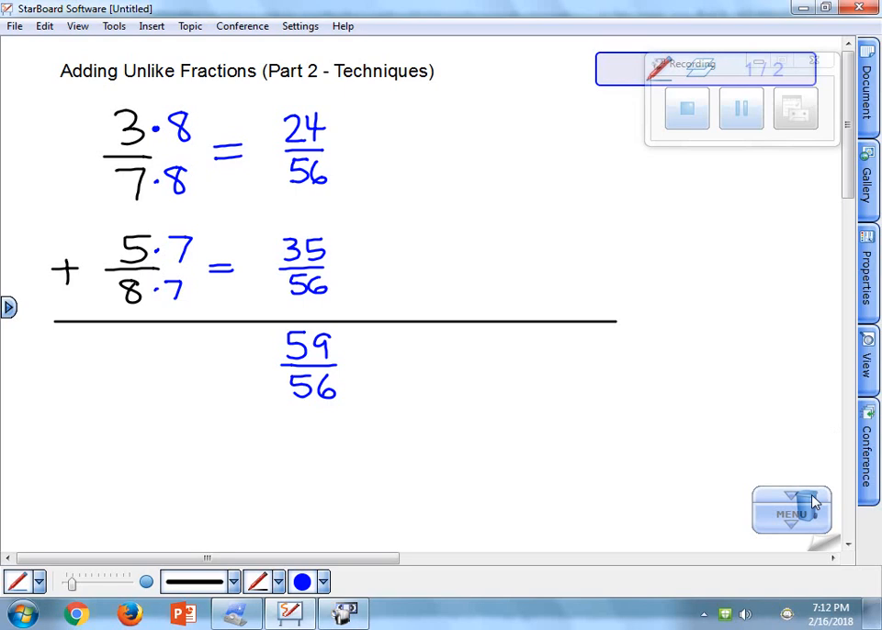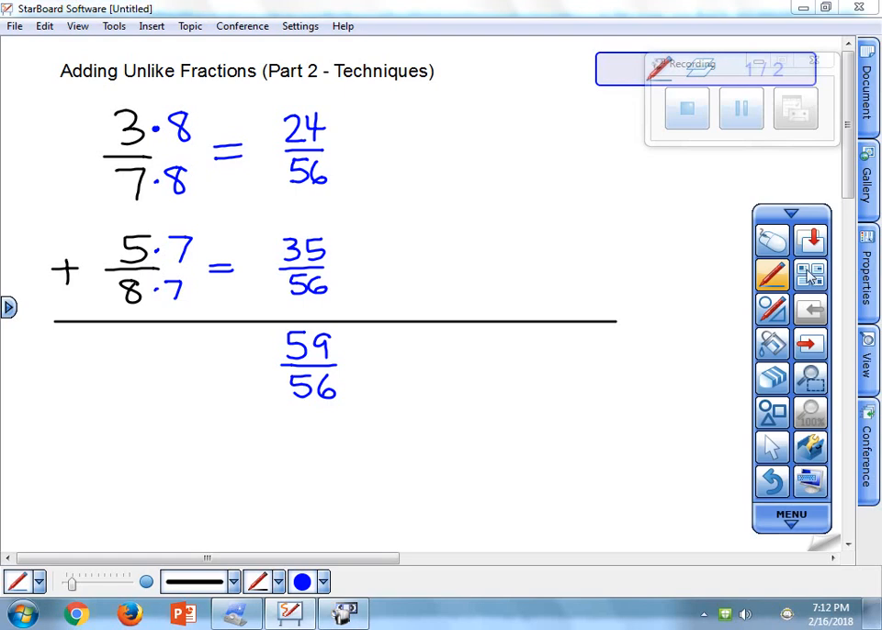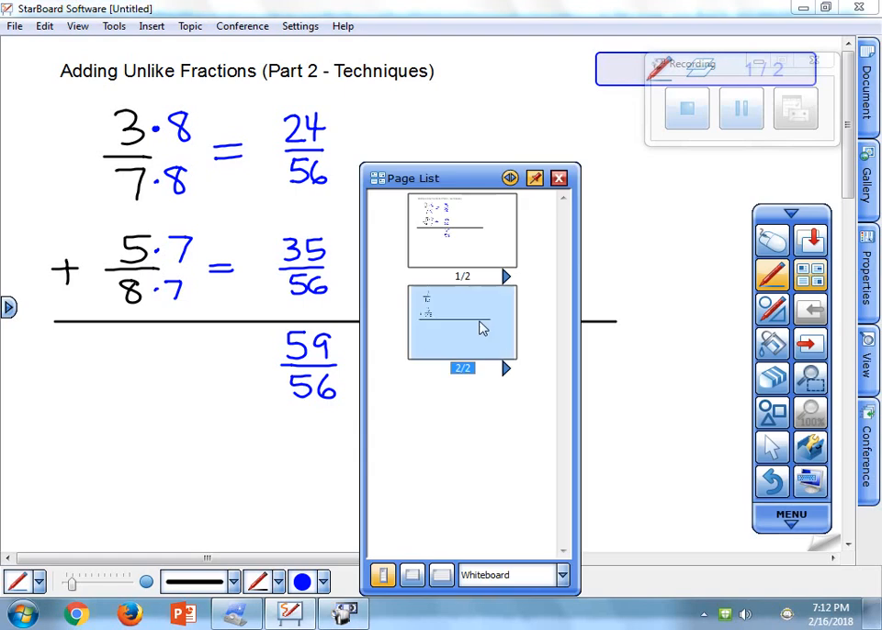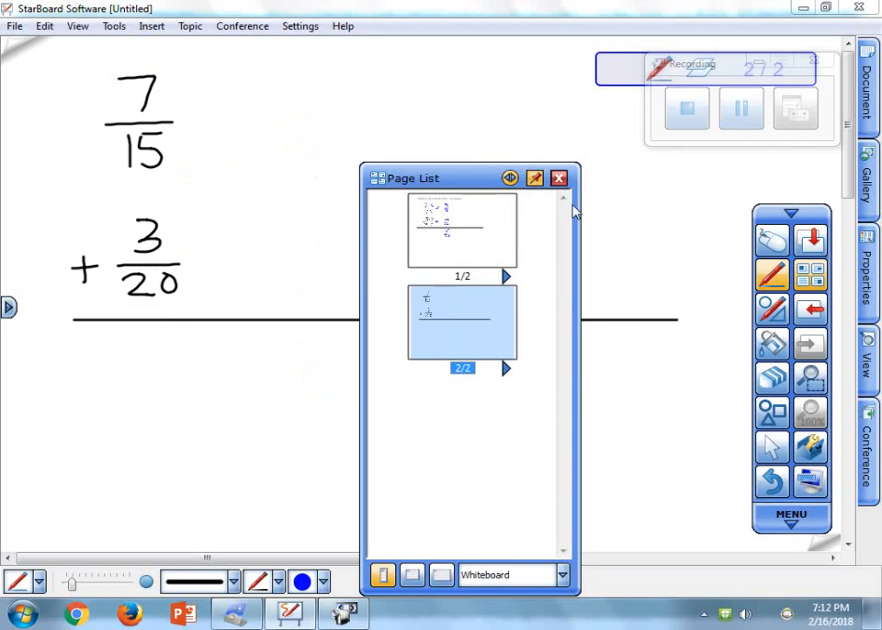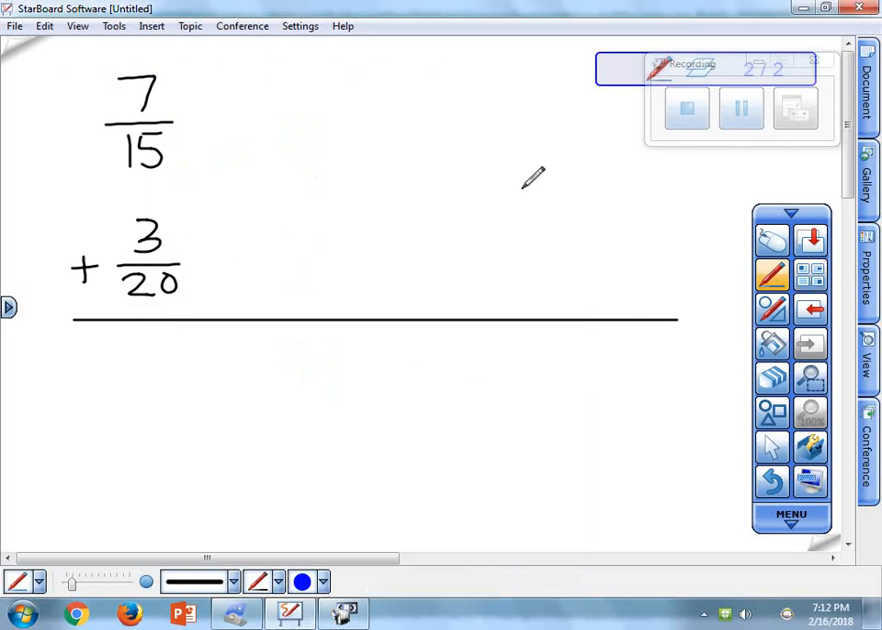Now I want to illustrate a second technique, so let me go to the second slide. In this case, I have 7/15 plus 3/20. Now I could do the same thing I just did a minute ago. I could take the first fraction, multiply the numerator and denominator by 20, and take the second fraction and multiply its numerator and denominator by 15, and that would be fine, except that the numbers are going to start getting pretty big. So perhaps we can do something else.